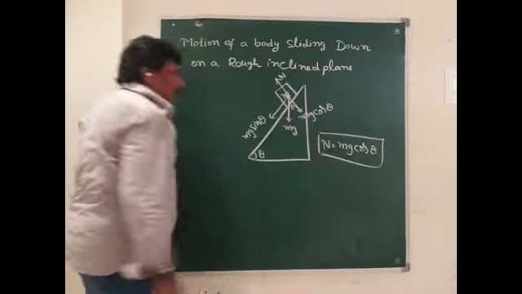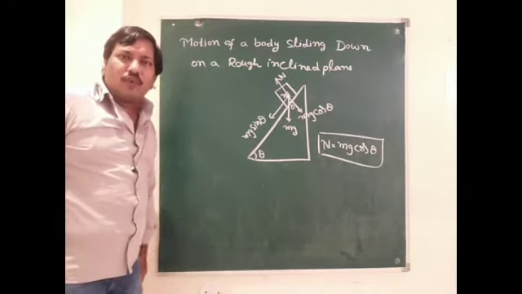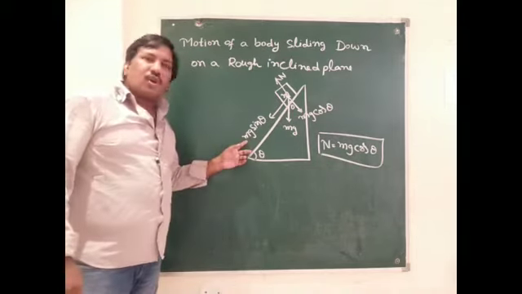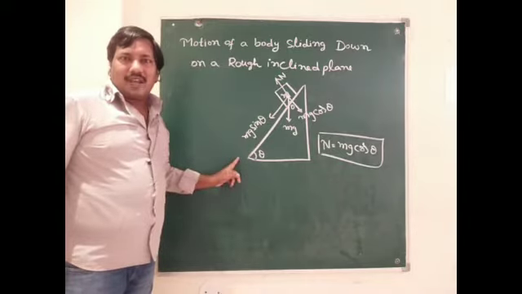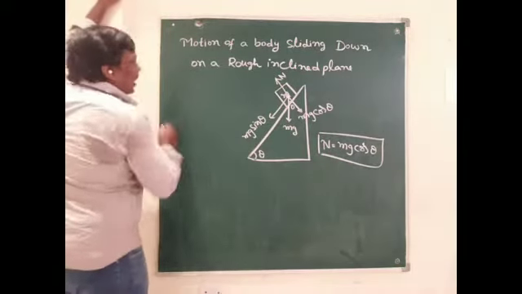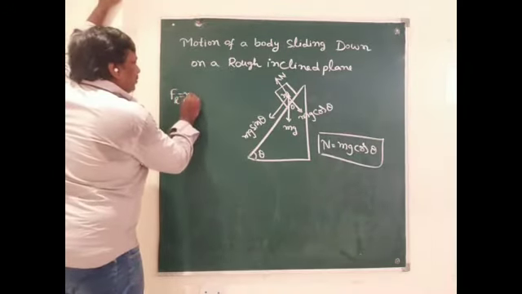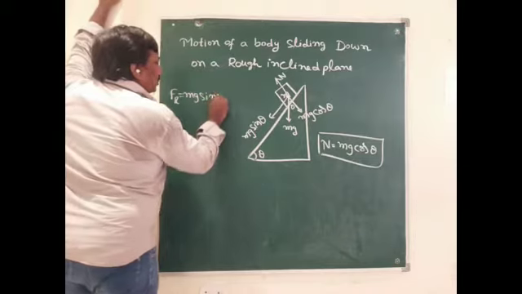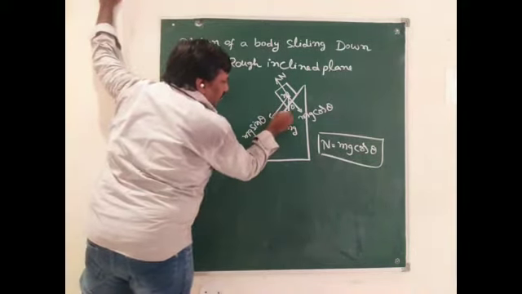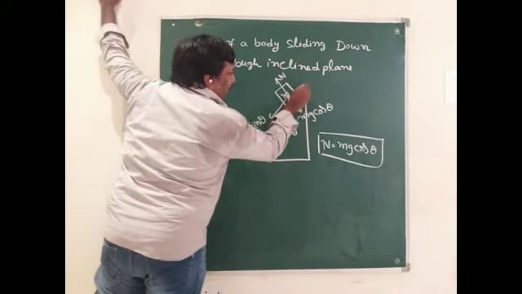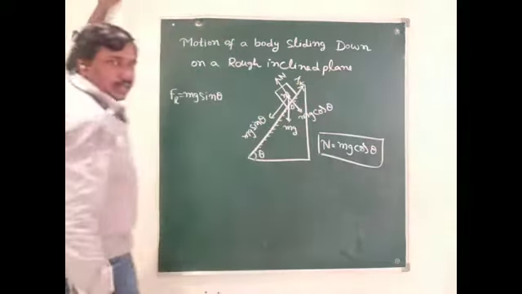But here mg sin theta is an unbalanced force. This unbalanced force causes the motion of the block from the top of the inclined plane to the bottom of the inclined plane. So therefore, the resultant force acting on the block, Fr, equal to mg sin theta. Here it is a rough inclined plane, so now the frictional force acts up the inclined plane. That is Fk.